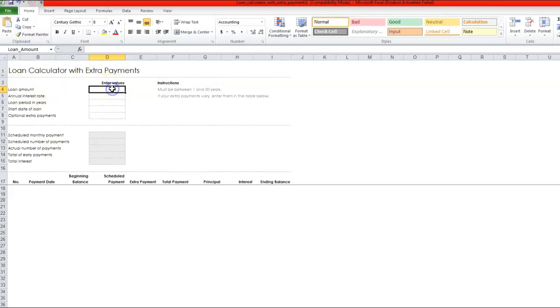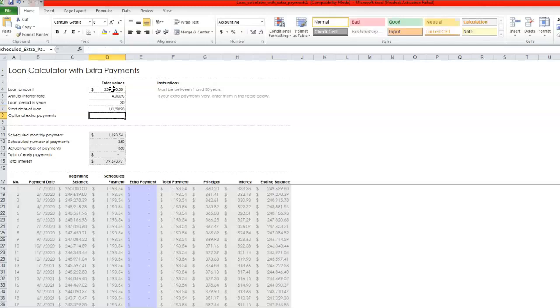Loan amount, let's use a $250,000 purchase price. Interest rate, let's just say 4. Loan period, we'll go with 30. Start date of the loan, let's say January of 2020. So now we have all of this information populated.